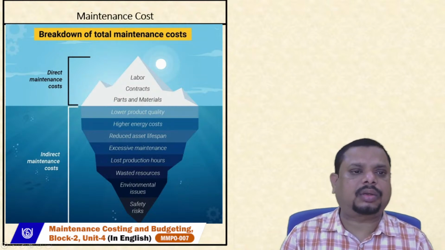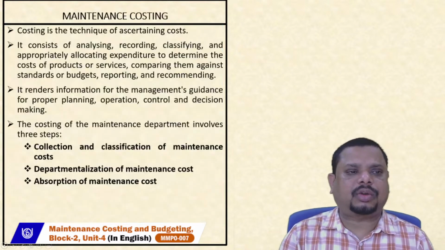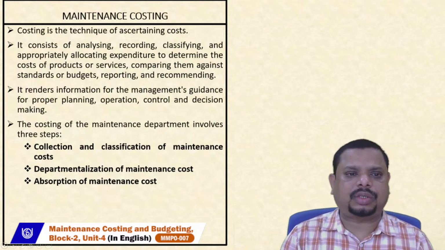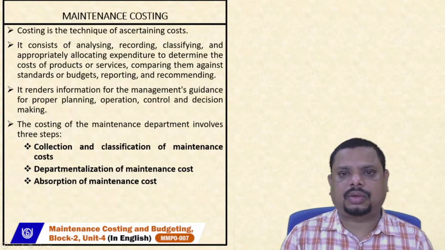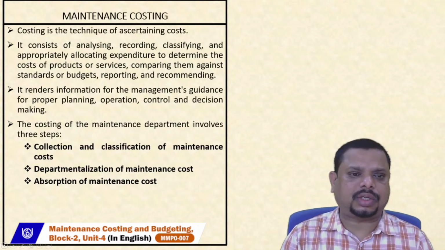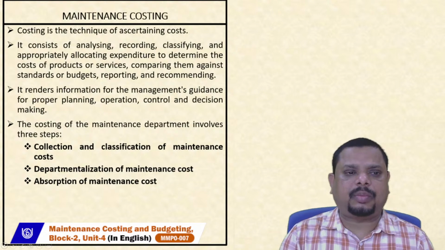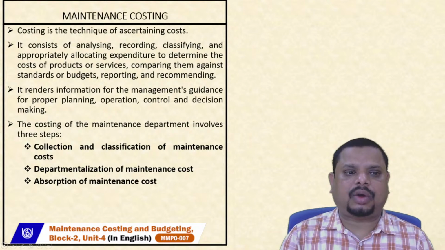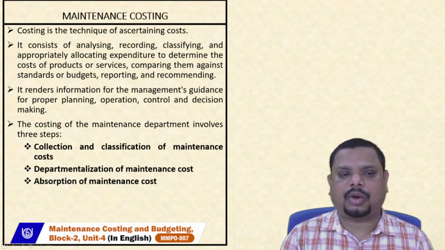Moving to the next one, we have maintenance costings. First we have to understand the overview of costing. Costing is a technique for estimating cost. We have direct and indirect costs, but apart from direct and indirect costs, we have to focus upon the most important aspect, which is known as maintenance costing. That means we have to go for proper investigation. The next is we have to analyze records and classify an appropriate allocation of expenditures to determine the cost of a product or cost of a service for a particular organization.